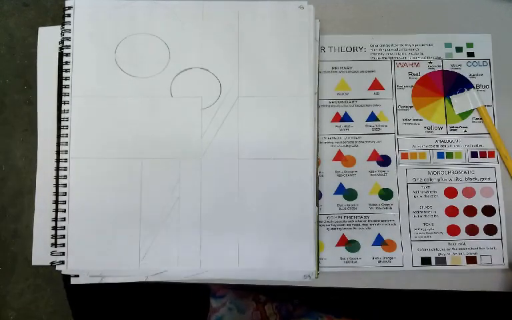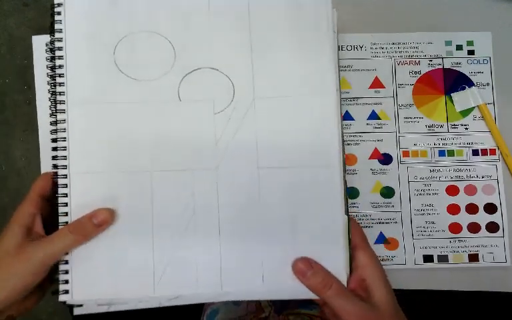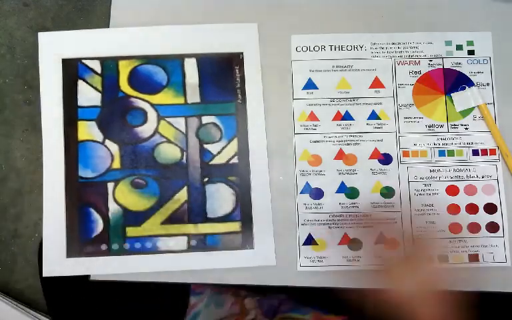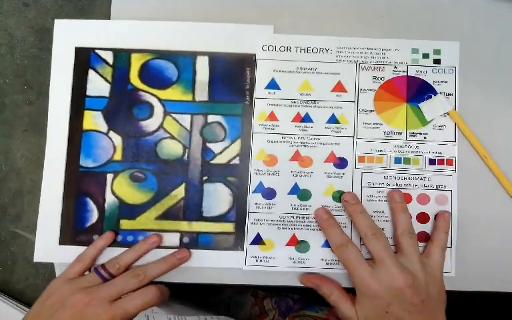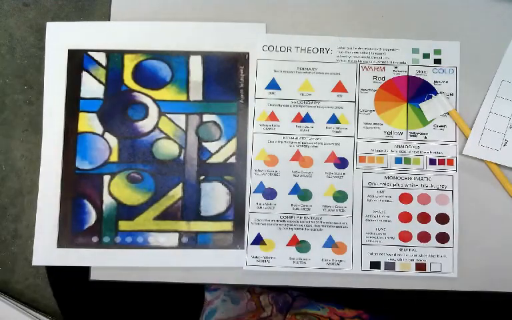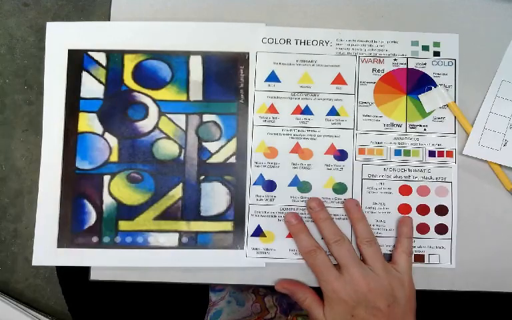So I want you to try at least 2 different compositions for your assignment, and then what you'll be doing is figuring out your color scheme. So a part of this assignment was to learn how to blend colors and how to create value, but then also to demonstrate some color theory.